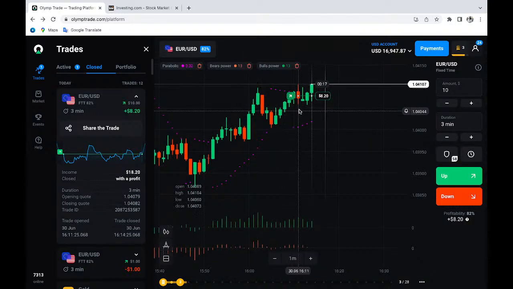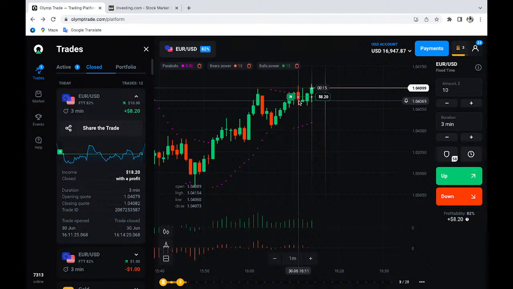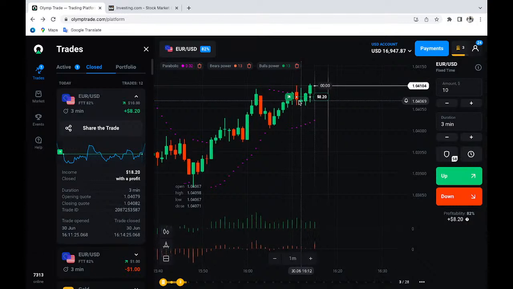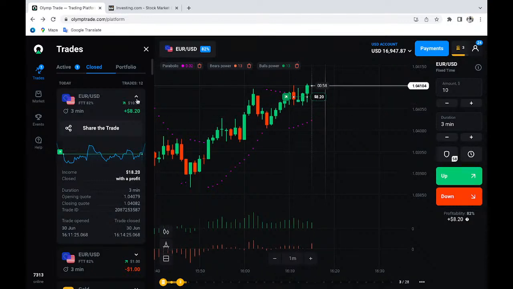This one I opened for an up trade when the parabolic was giving me an up signal. Parabolic was giving me an up signal, and as you can see, bear and bull power were above the zero, which means bear power and bull power were also giving us an up signal. I opened a trade for $10, and here you can see my profit.